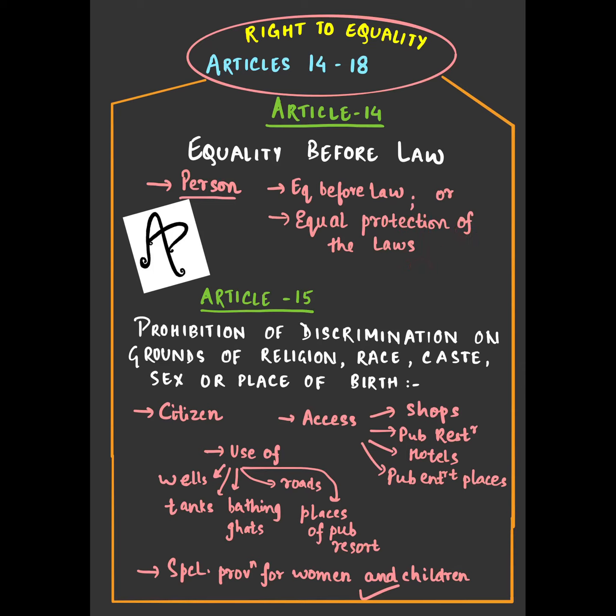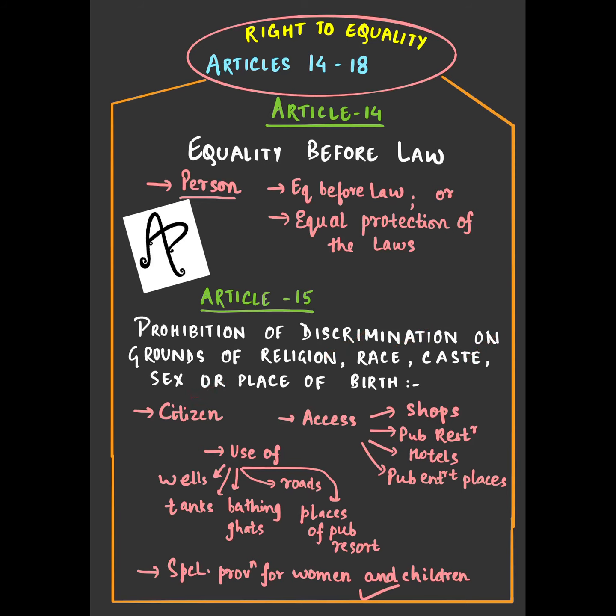Next is about article 15. It says prohibition of discrimination on grounds of religion, race, caste, sex or place of birth. So the first important point, the first clause also says that the state shall not discriminate. So it is talking about discrimination. It shall not discriminate against any citizen. First of all, it is not about persons, it is about citizens, on the grounds only of, what are the grounds which are considered here? Religion, race, caste, sex or place of birth, or any of them.